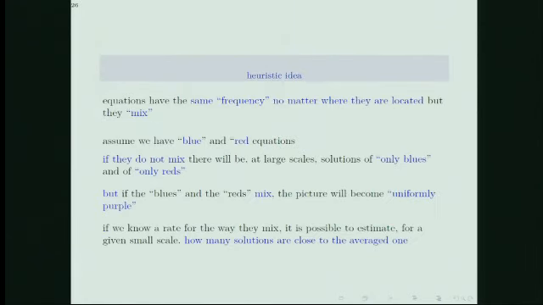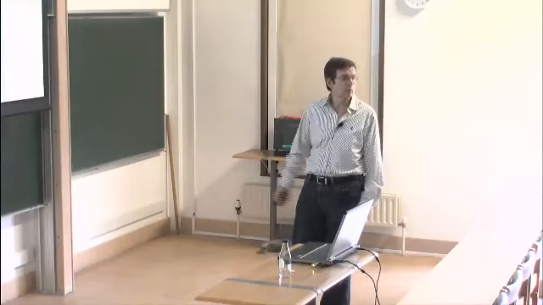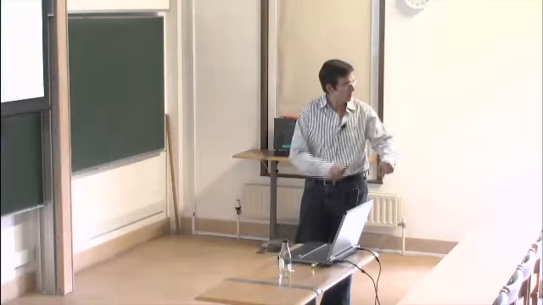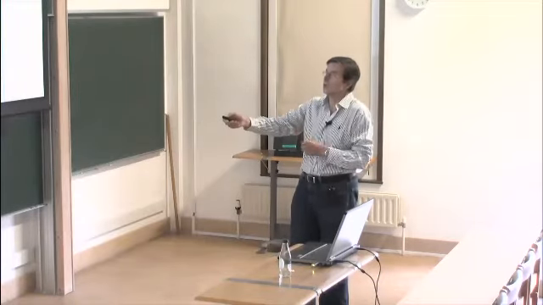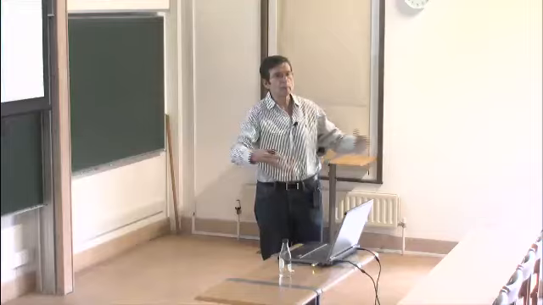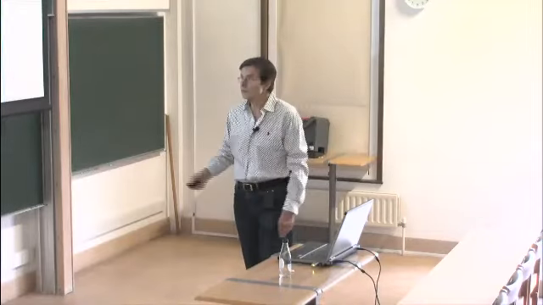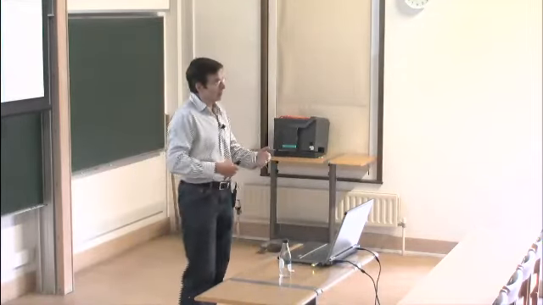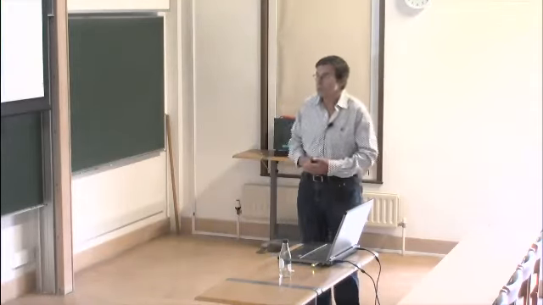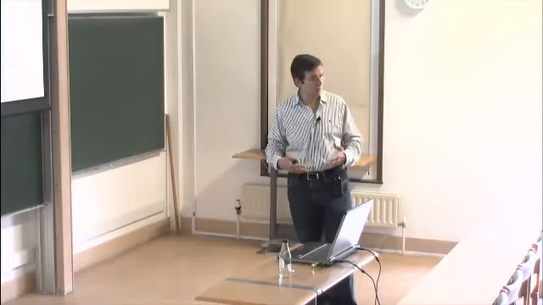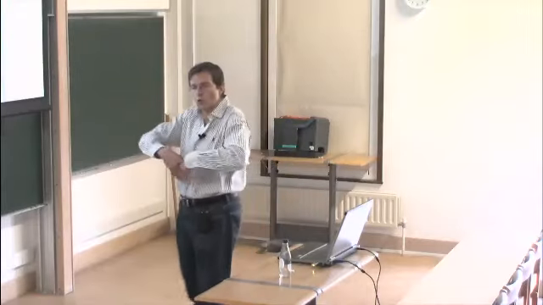So here's the heuristic idea. I have, let's say, equations which have the same frequency no matter where they are. That's the stationarity. And let's assume that I have two kinds of equations, blue and red. If I don't assume anything else, in the end I may continue seeing only blues or reds. But if I put some mixing, which is the ergodicity in this case, then at the end I may get something that is uniformly purple, for example. And if I put a rate on the mixing, then I may have some hope to see how many solutions are close to the averaged one. So the idea of random homogenization is you homogenize over all possible equations.